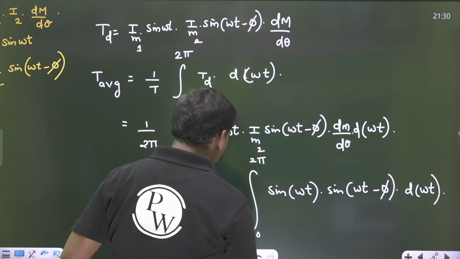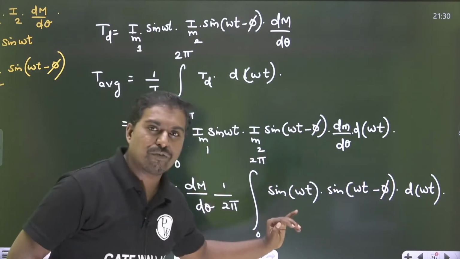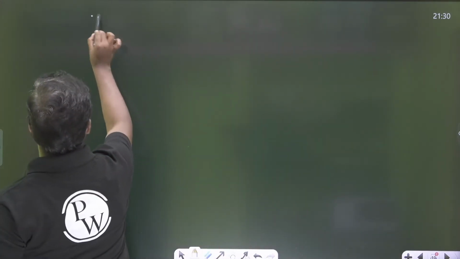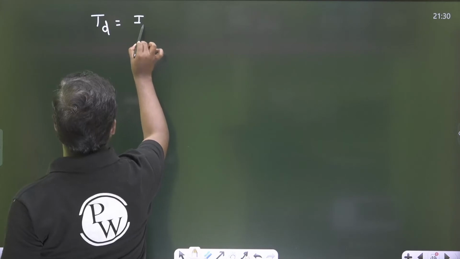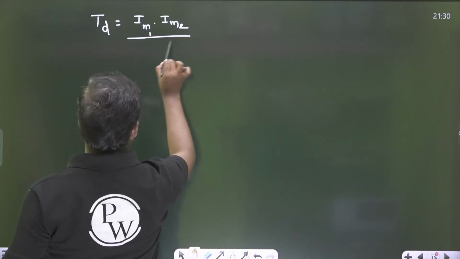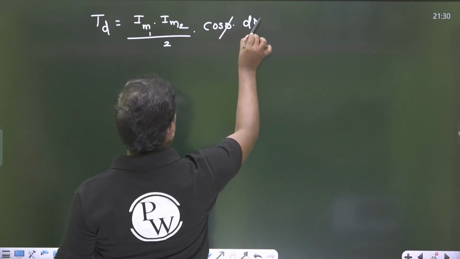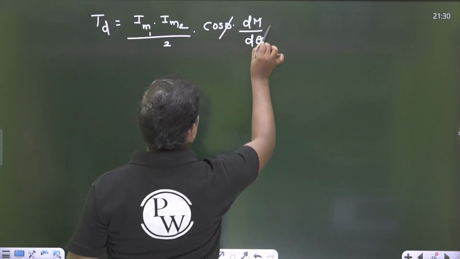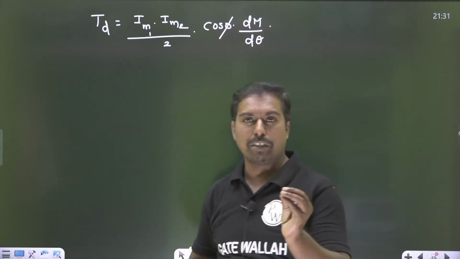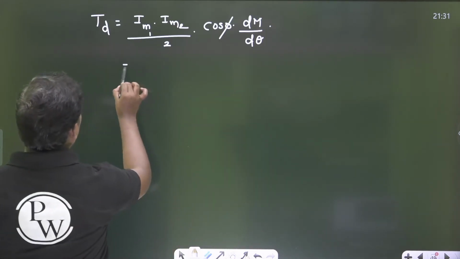what I am going to get as the final expression is Im1 into Im2 by 2 cos phi dM by d theta. So the deflection torque expression I am going to get is Im1 into Im2 by 2 cos phi dM by d theta. This is the most important expression you have to understand with respect to the dynamometer. The mathematics part you can go through, the integration you can do it. So this one I can write like this.